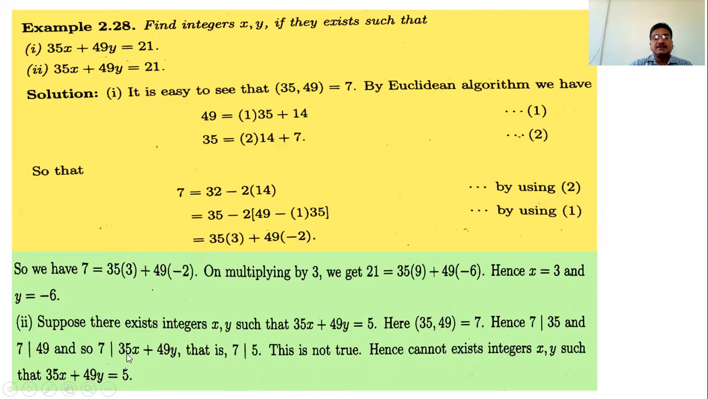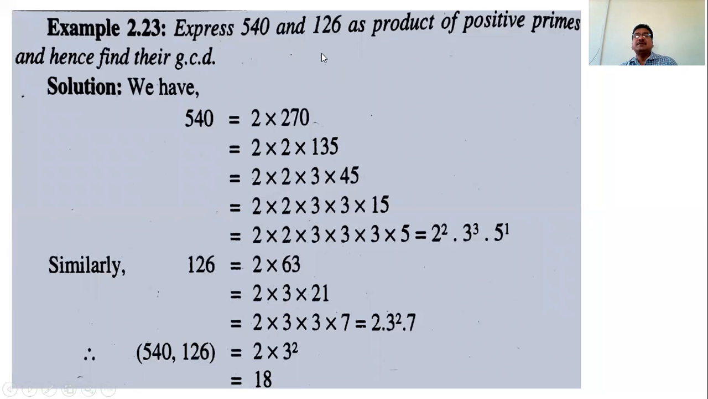In the next lecture we will see this property, that is if a divides b and a divides c, then a divides bx plus cy. If we take 35x plus 49y equal to 5, then we have 7 divides 5. This is not true, this is a contradiction, that 7 does not divide 5, and therefore there do not exist x and y such that 35x plus 49y is equal to 5. So this is some different example. Here is express 540 and 126 as a product of positive primes. We know that prime numbers.